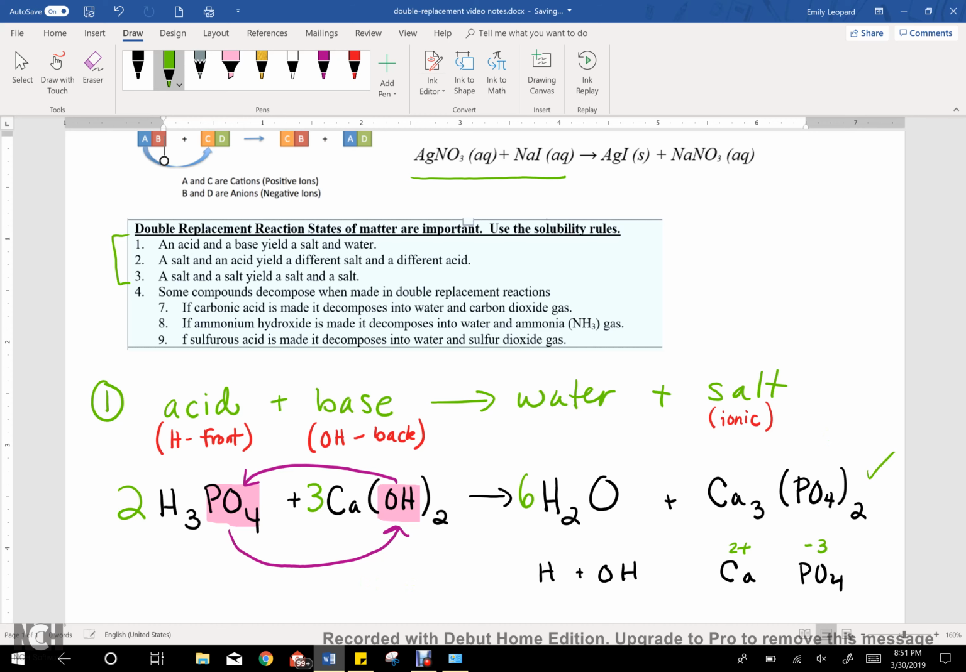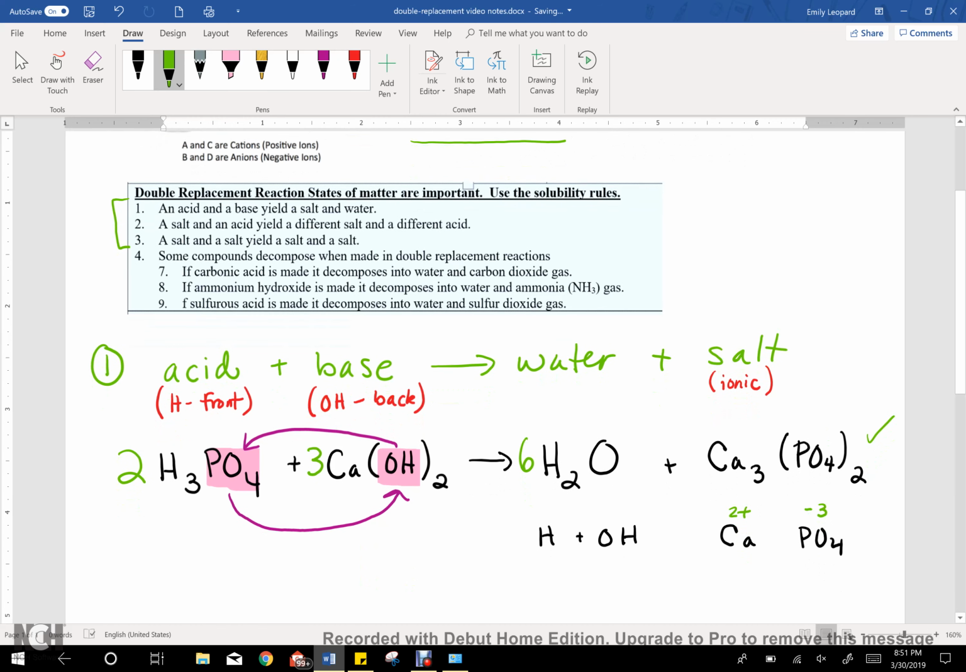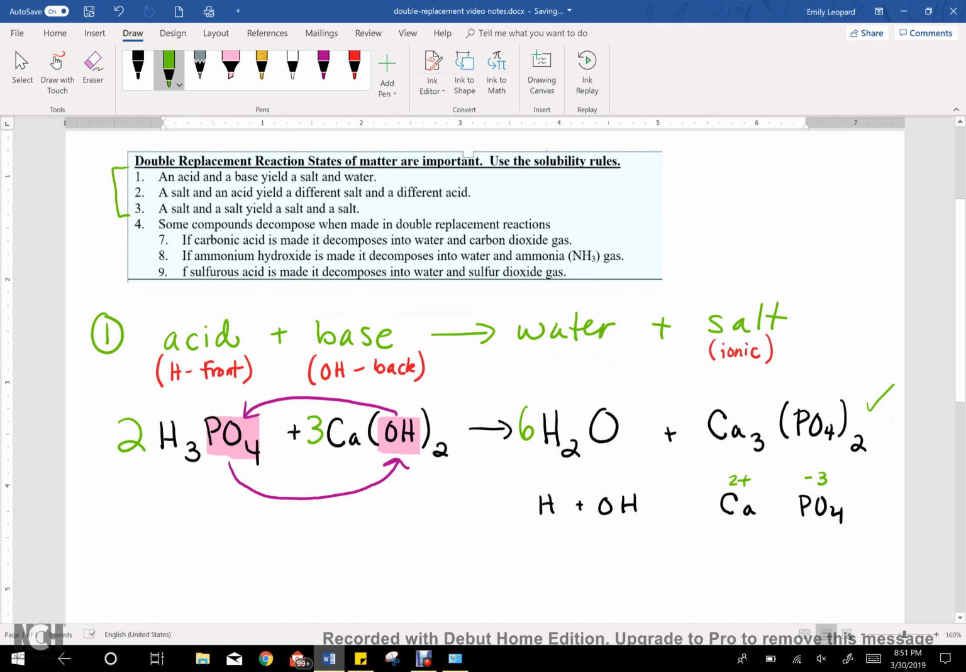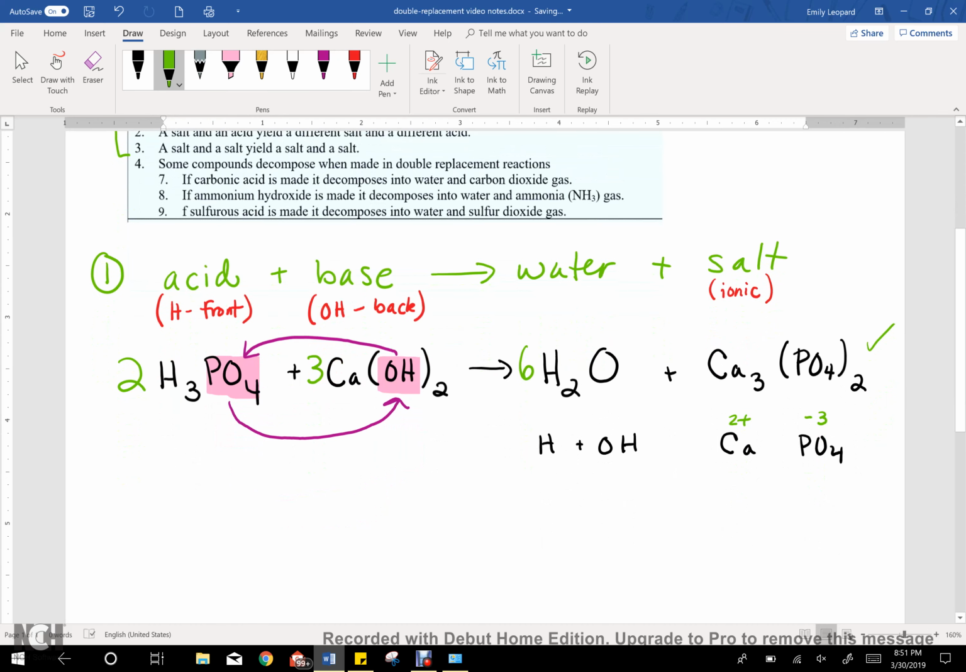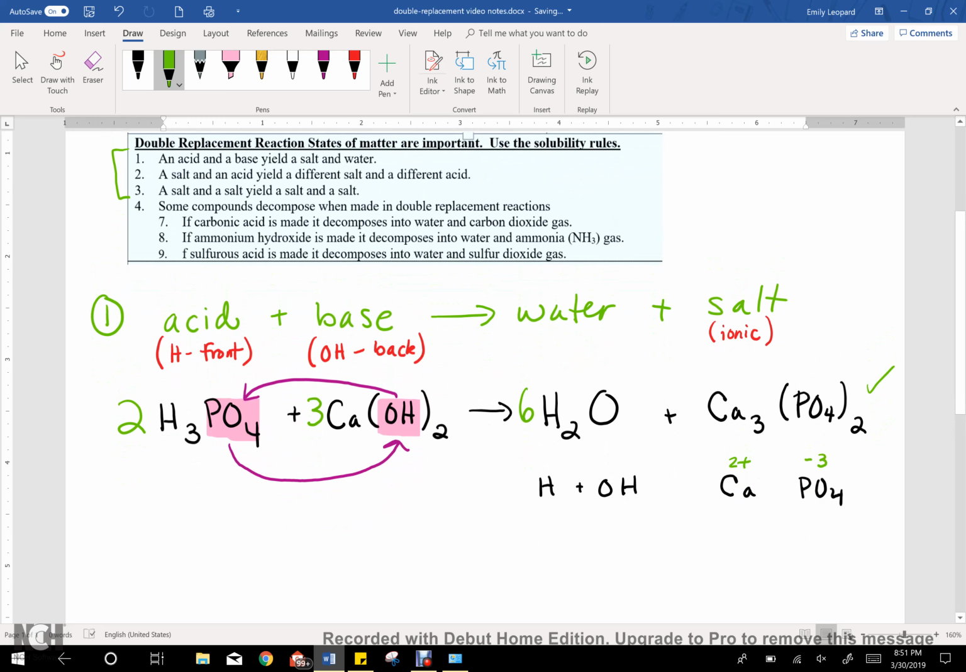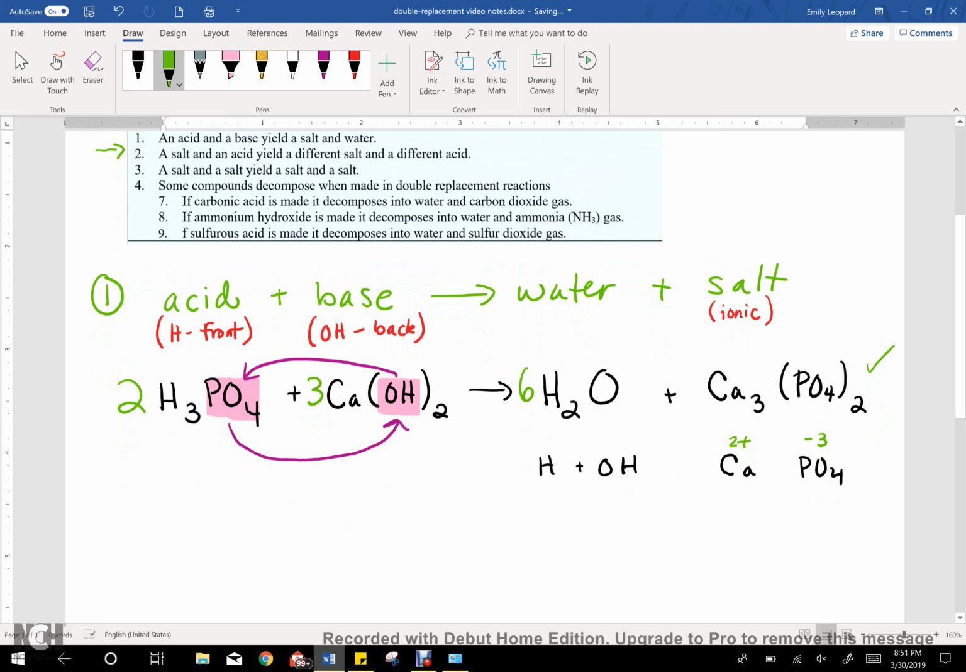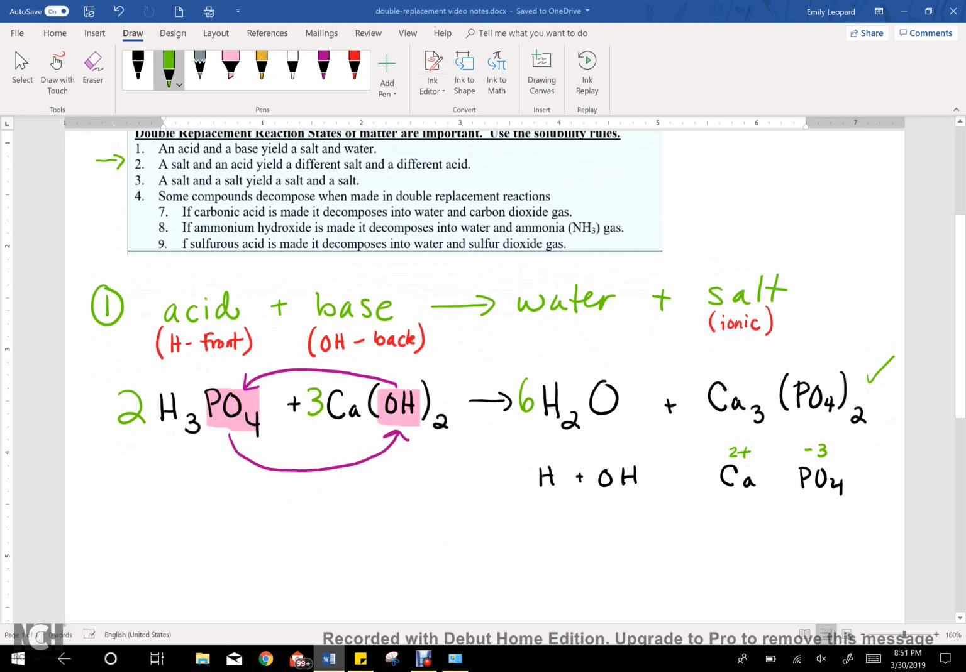Okay, and again, you can slow that down and balance it on your own. But that's the last step, to balance your reaction overall. Okay, so there's our first type of double replacement. So now let's go on to rule 2, which says a salt and an acid yield a different salt and a different acid. Okay, here's our rule 2.